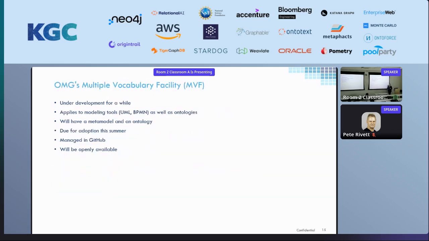So Elisa's already said a fair bit about MVF. I don't think I need to say any more, because I think she covered it all, and it will eventually be openly available, and we're managing it in GitHub.